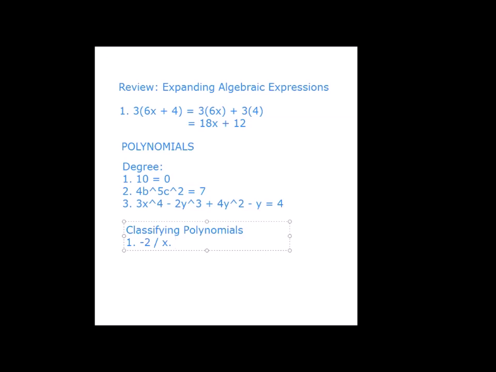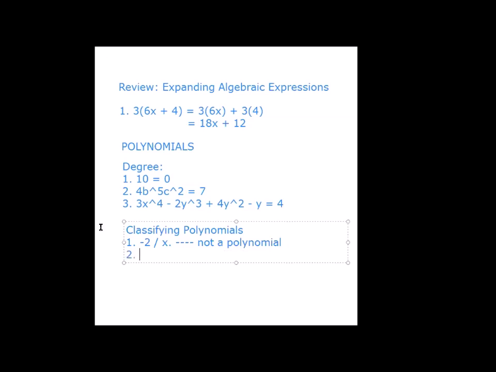Sige, can you try? Negative 2 over x. Is it a polynomial? Not a polynomial. The reason is? Because, ma'am, a variable denominator. Yes, very good. It is not a polynomial because it has a variable in the denominator.